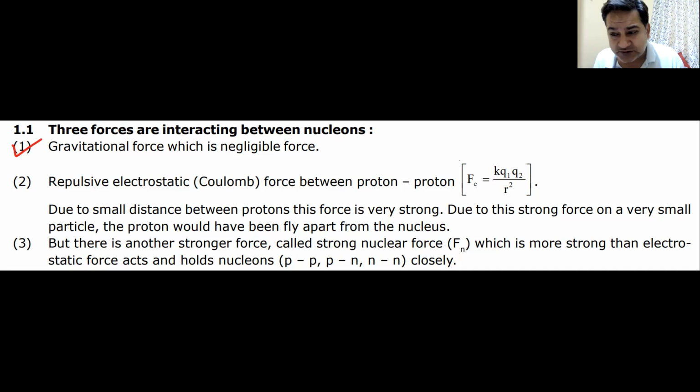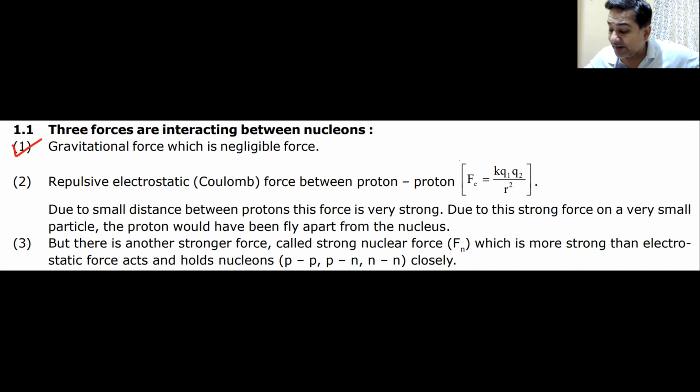This gravitational force exists between two protons. It exists between two electrons. It exists between two neutrons. It also exists between a proton and a neutron, between a neutron and an electron, and between a proton and an electron. Do we understand this? It exists between any two bodies which have masses.